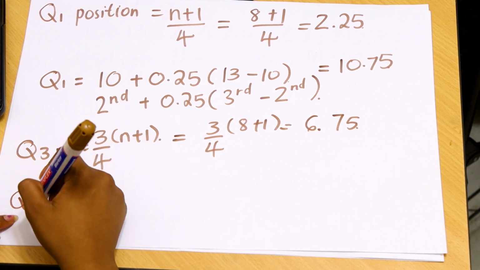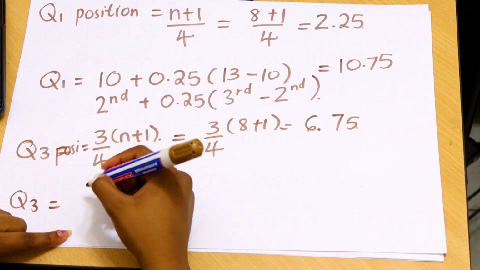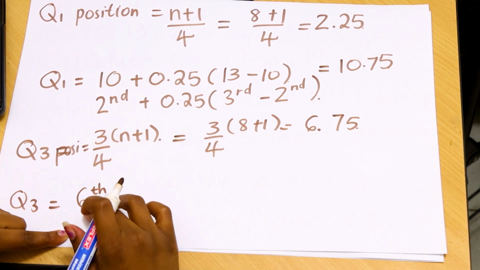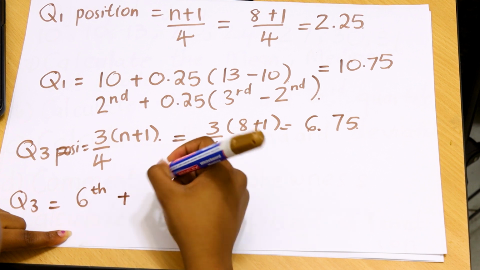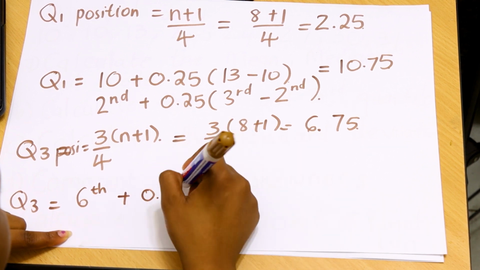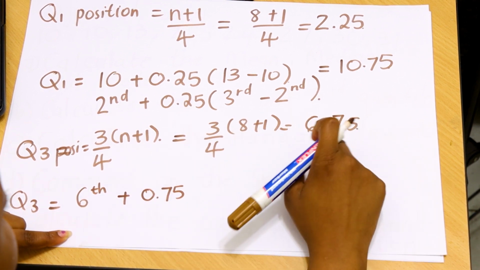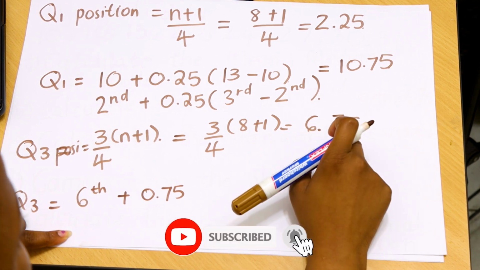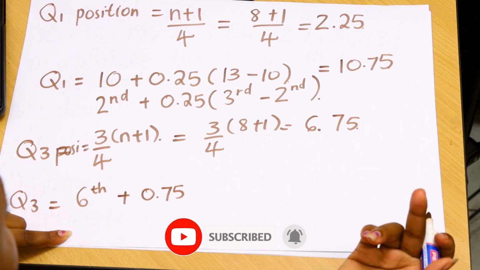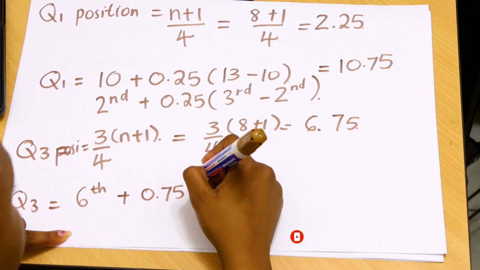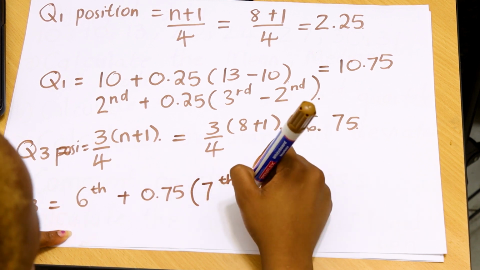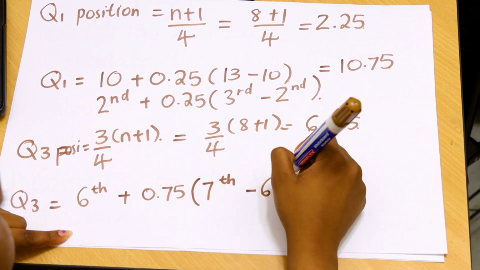So Q3 would be the value that is on the 6th position, plus 0.75, right? Because here it tells you that it's 0.75 away from 6, right? It's that percentile. And then multiply by the number on the 7th position minus the number on the 6th position.